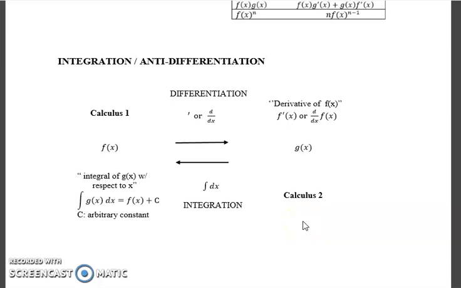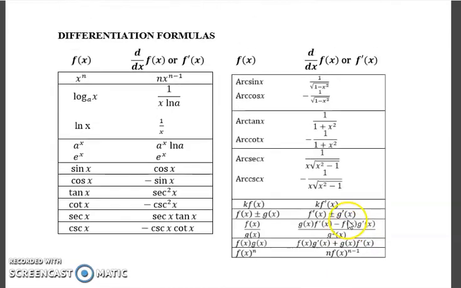Our lesson for today is integration or anti-differentiation. But before we start our lesson, let us recall some of the differentiation formulas. So these two tables show us derivative of some functions.